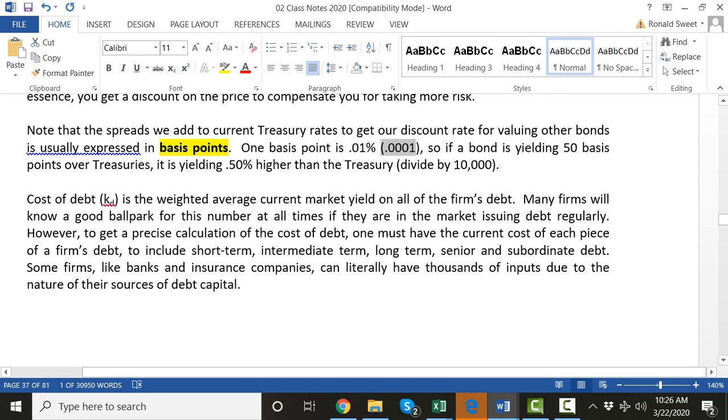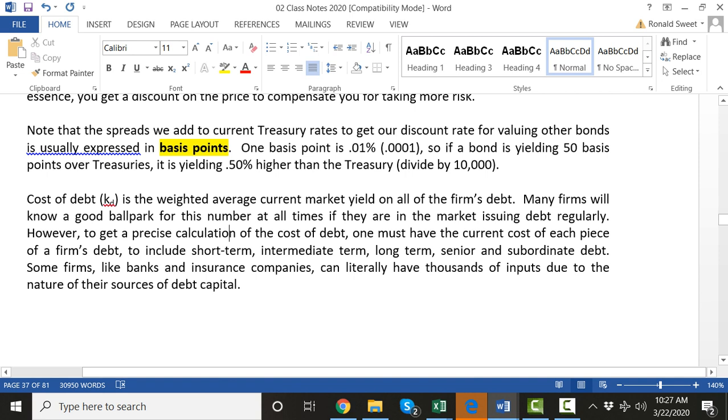So the cost of debt is the weighted average current market value yield, market yield on that firm's debt. I'm going to show you real quickly how we calculate it for our class. It's very straightforward. Most firms will know this. When I worked at UTSA, I could go and get this number from the department that borrows money for UTSA. Any firm will have a department. It will be a very small department. You don't need 50 people to do this. It usually is only 1 or 2 people.